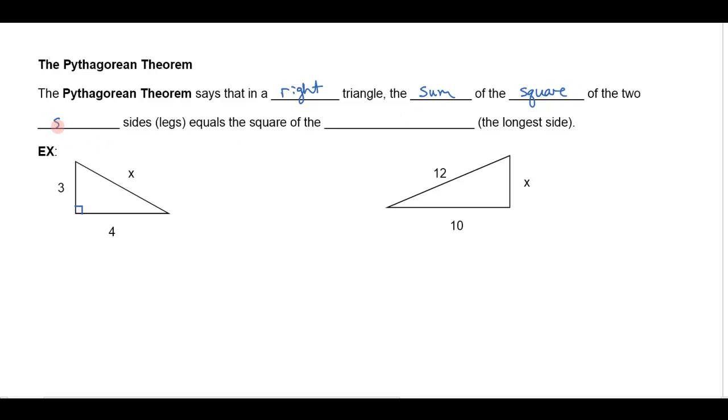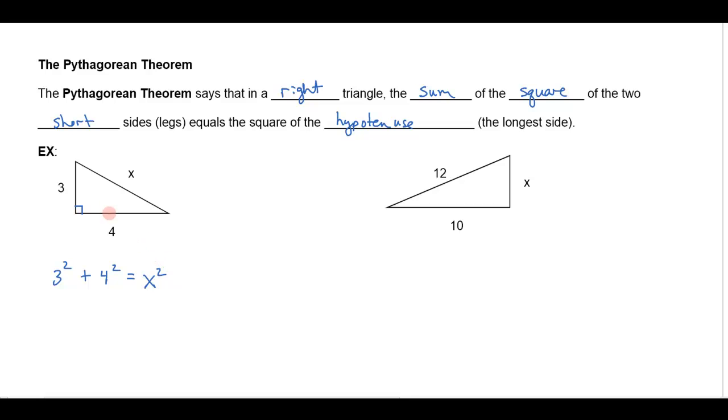of the two short sides of the triangle that we call the legs of the triangle is going to equal the square of the hypotenuse. And the hypotenuse is the longest side. So this is a leg and this is a leg. And what it says is that if I take this short side squared and I add this other short side squared, that has to equal the length of the hypotenuse, the longest side of that right triangle.